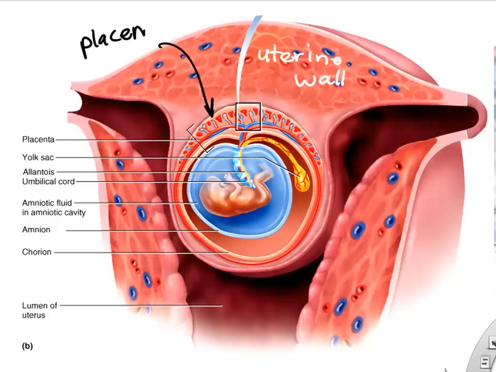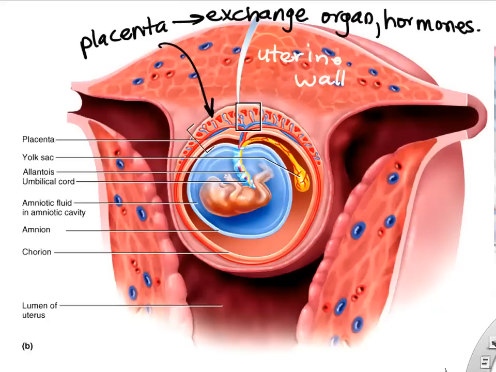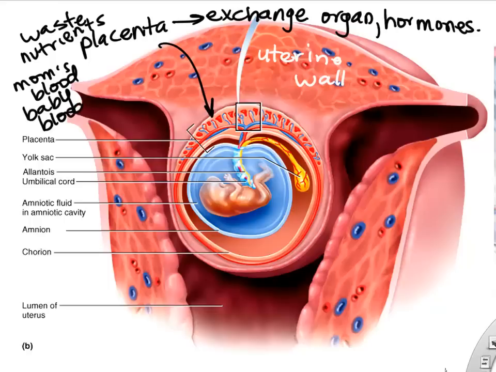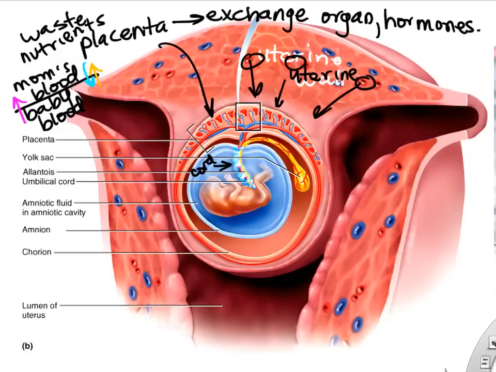So what is the placenta for? You can see the placenta here growing in the wall of the uterus, supporting the growing fetus or embryo. And the placenta is an exchange organ. It makes hormones, it exchanges nutrients and waste products between the mom's blood and the baby's blood. They don't mix the blood, but they come in very close contact. And so just like in the lung and capillaries we've learned about in the body, you can exchange nutrients like glucose and oxygen and hormones and waste products.